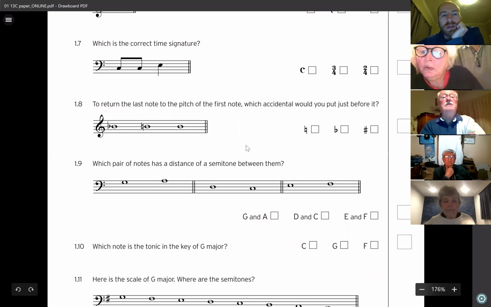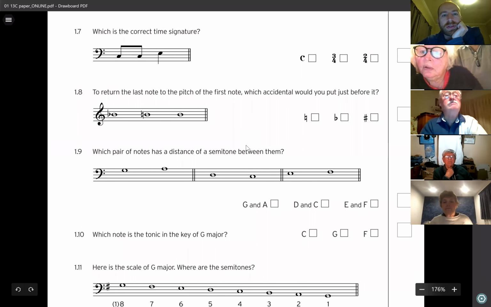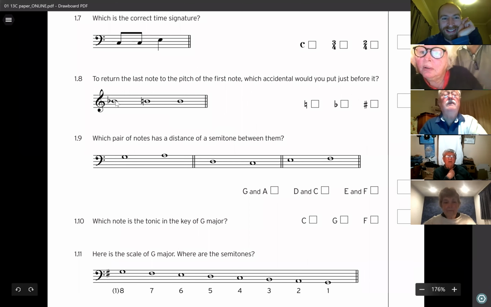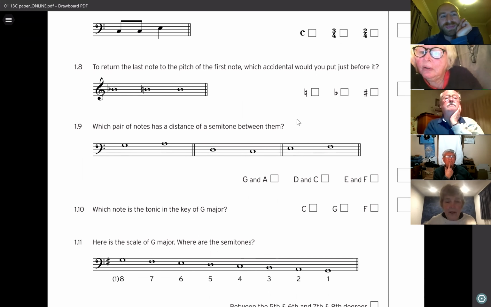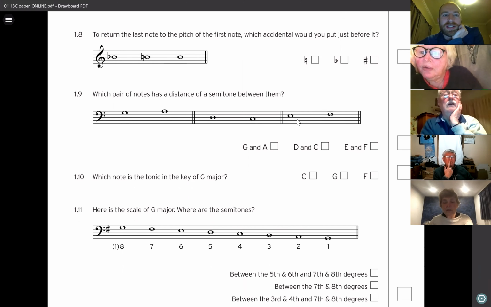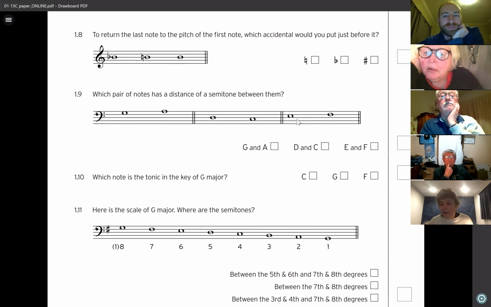To return the last note to the pitch of the first note, which accidental would you use? Flat. Yeah, the flat. This is not difficult, right? It was flattened, it became a natural, it goes back to a flat. Oh, okay. Now this is trickier. Which pair of notes has a distance of a semitone between them? Okay, the first one is E to F, so that's a semitone.